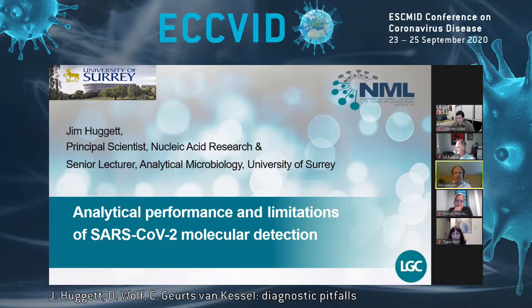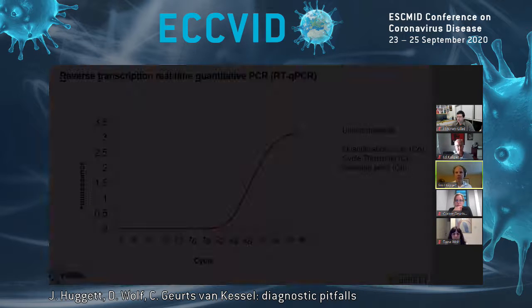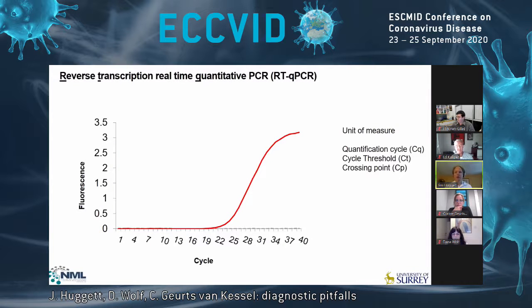I'm now going to, for this talk, just talk about the analytical performance and some of the potential limitations of the SARS-CoV-2 molecular detection, and particularly the RT-qPCR, which essentially is responsible for much of the diagnosis that has been used in response to finding the virus based on detecting the viral genome.